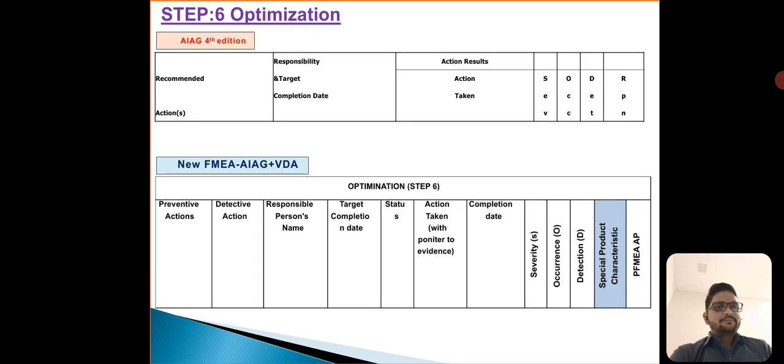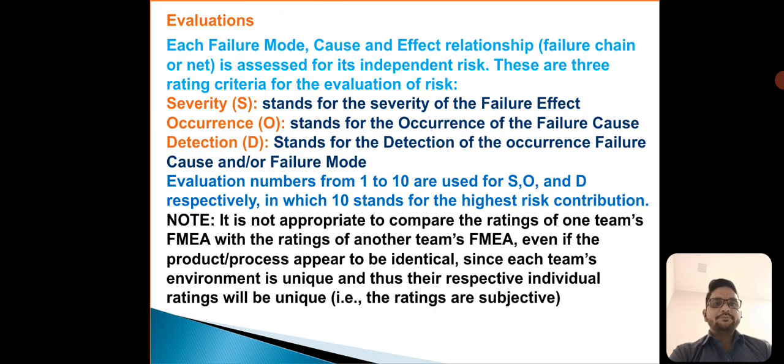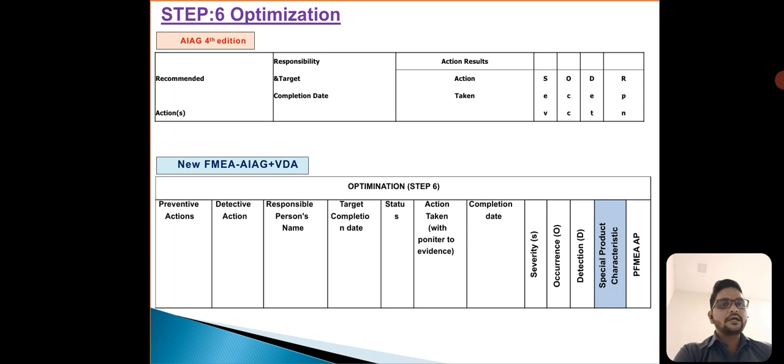Now the next step is optimization. In step five, we also calculate the action priority. Means we need to evaluate the severity, occurrence and detection rankings, and by selecting the ranking of the severity, occurrence and detection, we find out the action priority, means that is high, medium or low.